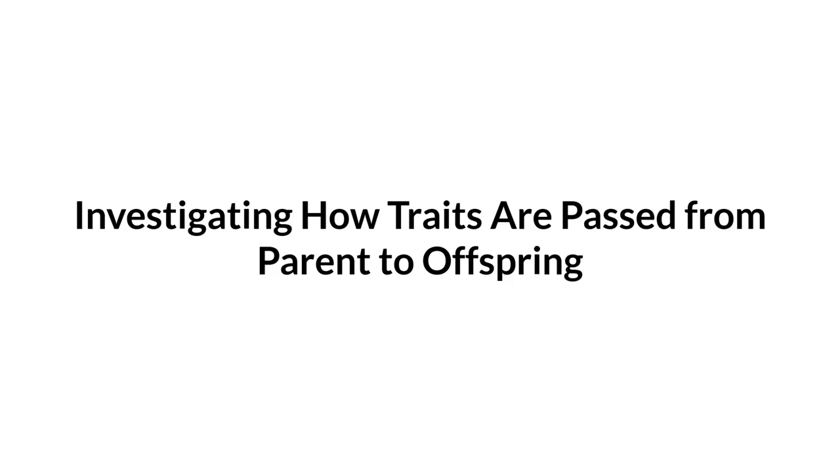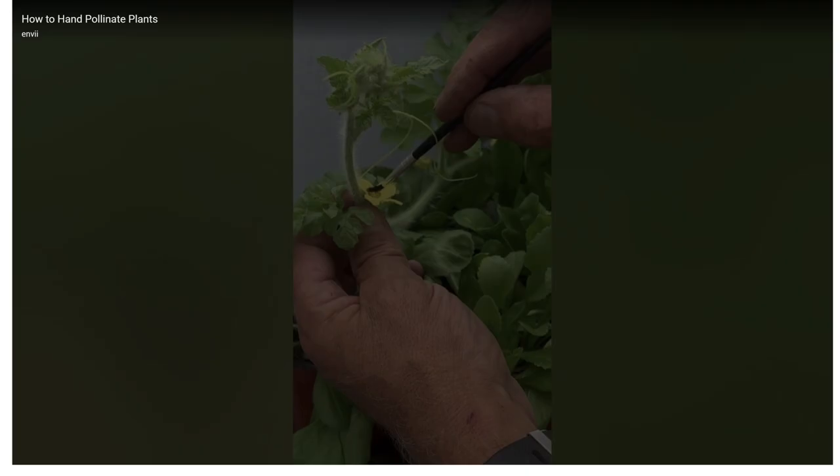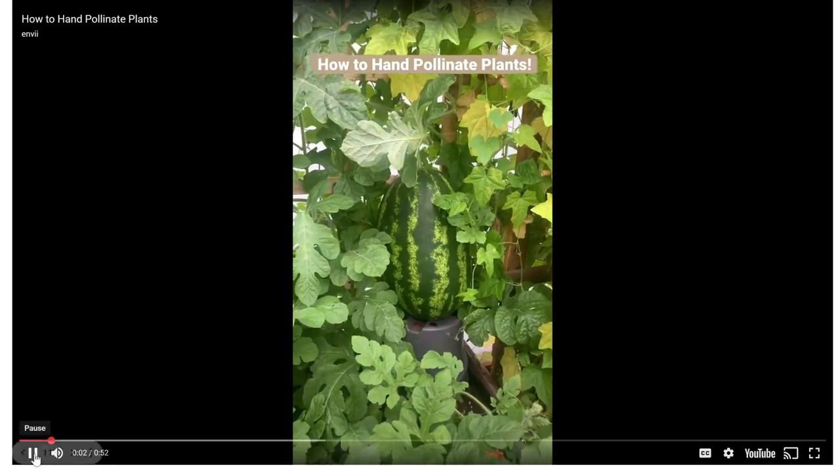Right? So let's begin our lesson by investigating, by studying how traits are passed from parents to offspring. All right, and we're going to do it by studying one plant. Right? The same way the father of genetics did. His name is Gregor Mendel. He's a very famous scientist. When I was around your age, I learned about him, and right, so we're going to pollinate this watermelon.